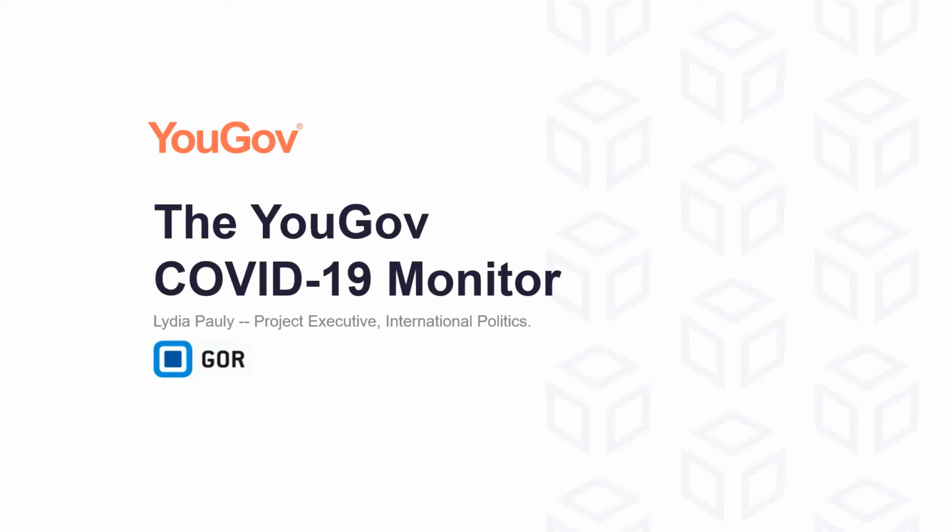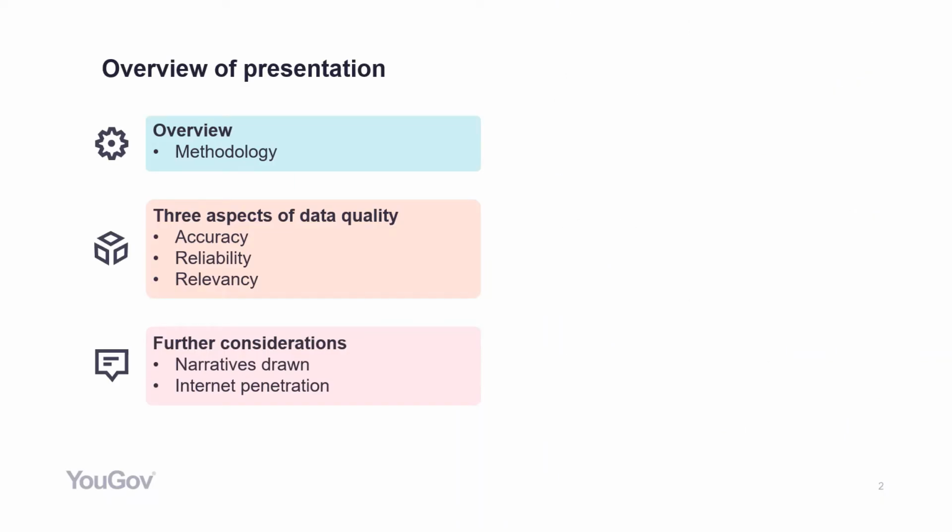So I'm just going to talk a little bit about what the COVID-19 monitor actually is, the countries that it runs in, the structure of it, the kind of topics that it covers, so you have a good background on what I'm talking about. And then I'm going to talk about data quality in terms of three different aspects: accuracy, reliability, and relevancy, which I'll define later on in the presentation. And I'm also going to touch a little bit on narratives drawn from cross-linguistic studies and internet penetration issues.